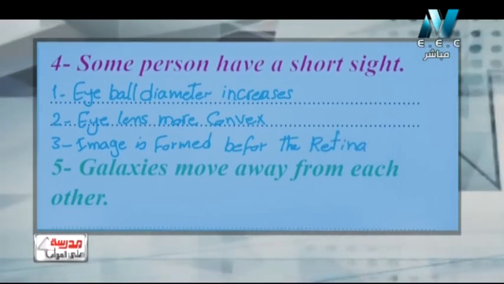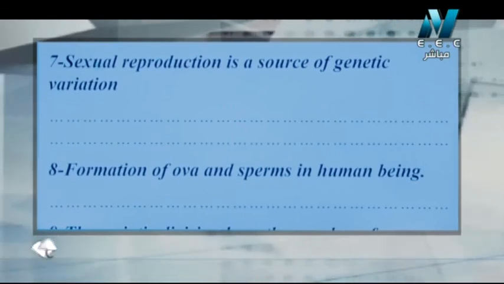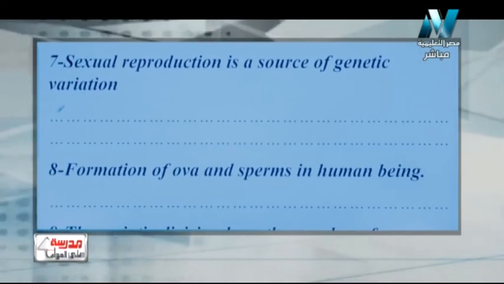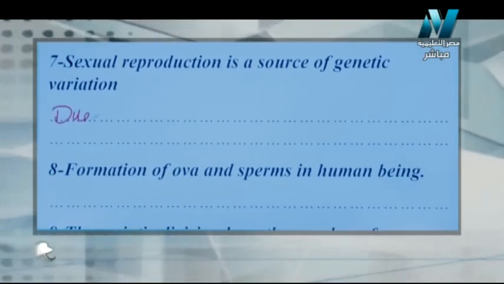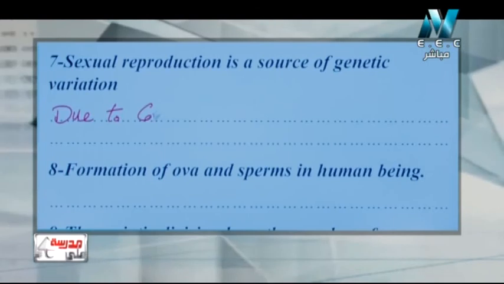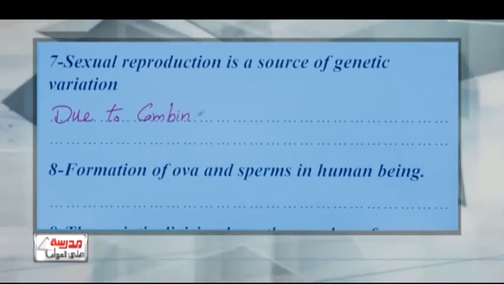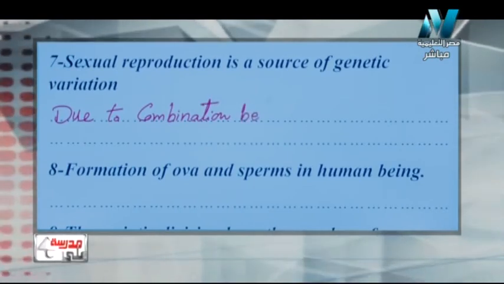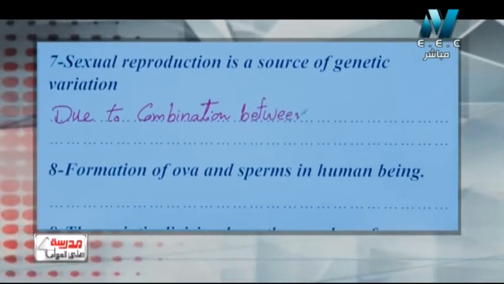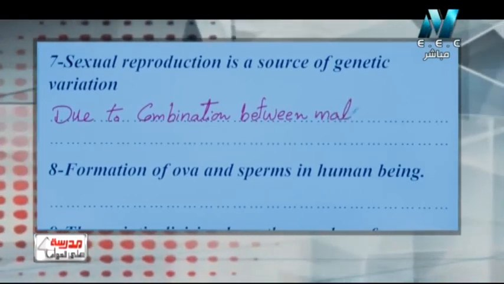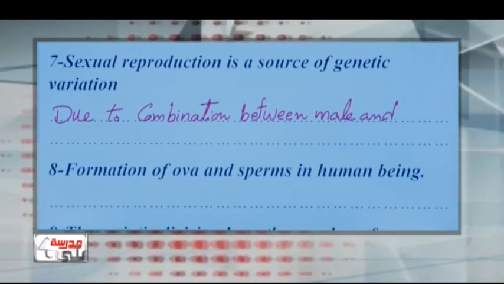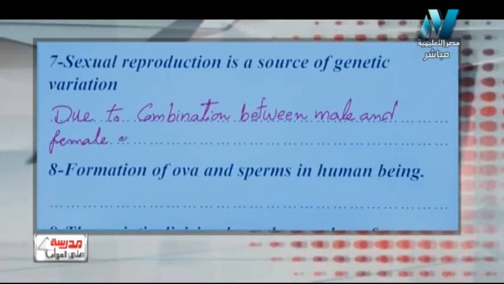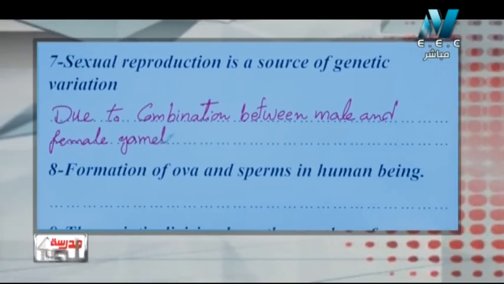Next question is: sexual reproduction is a source of genetic variation. We know genetic variation. Of course I will say due to combination between male and female gametes, forming zygotes.